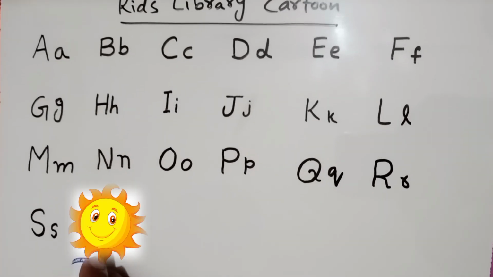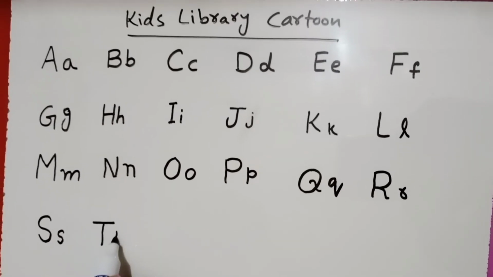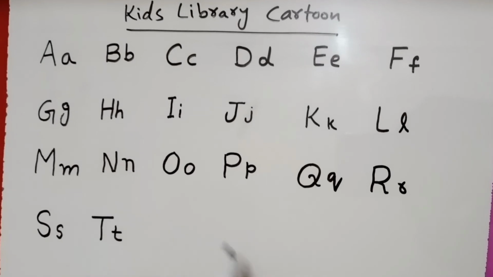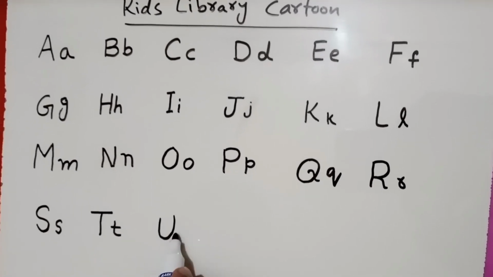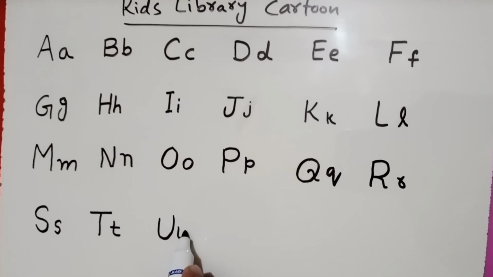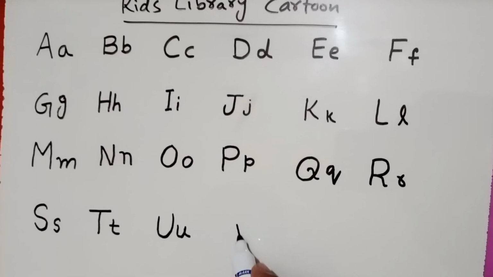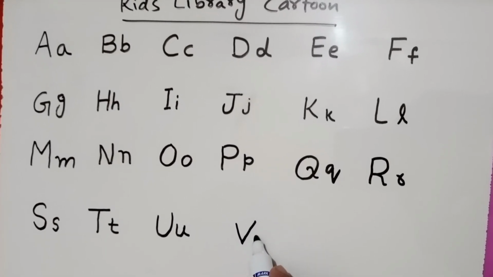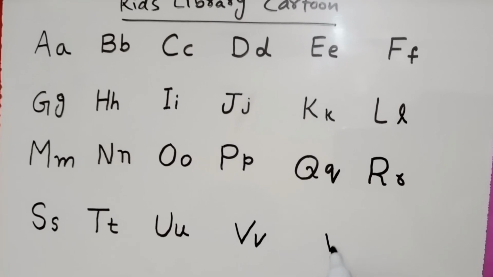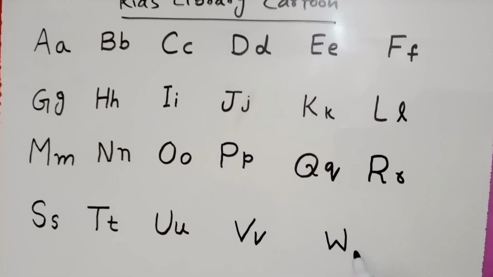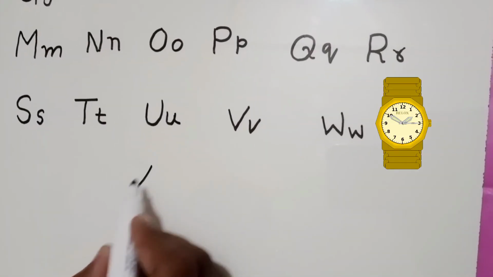S for sun. T for tub. U for umbrella. V for van. W for watch.